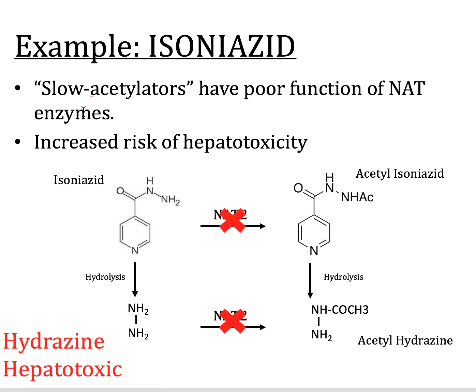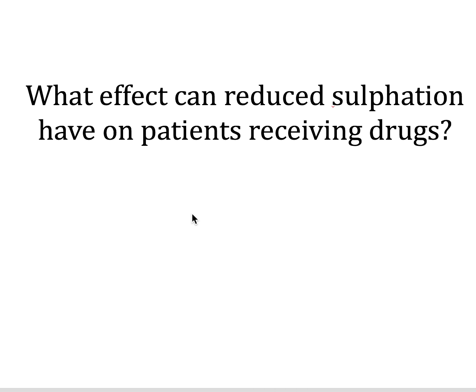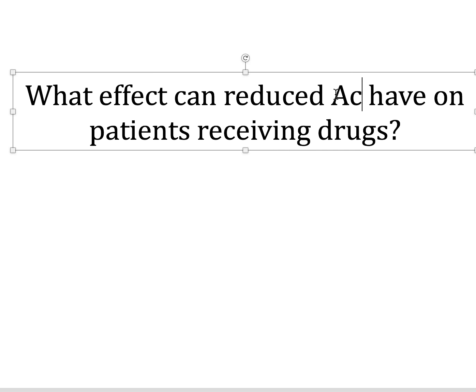Slow acetylators have a poor function of NAT enzymes, with an increased risk of hepatotoxicity. So if you have a very decreased amount of NAT, so NAT was, sorry, this is not meant to be sulfation. This is my mistake. Reduced acetylation.